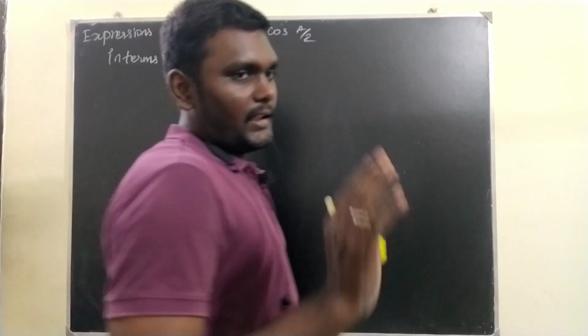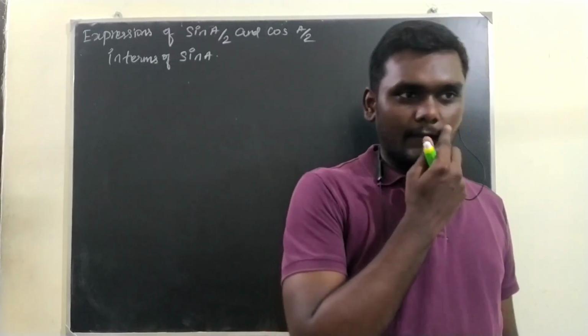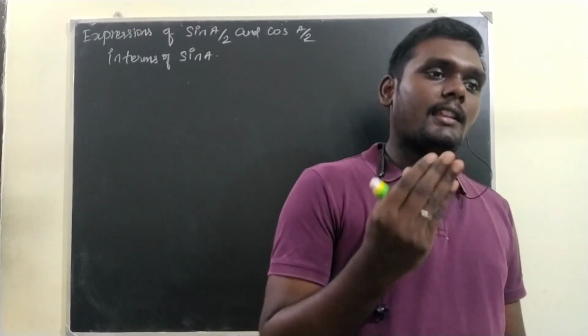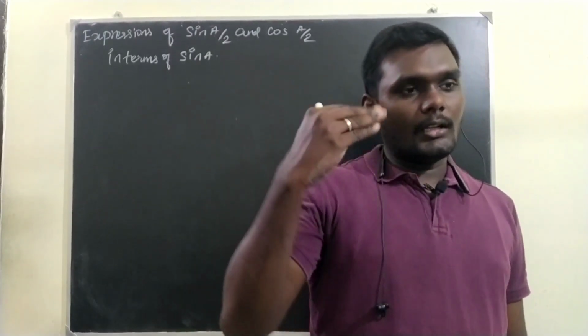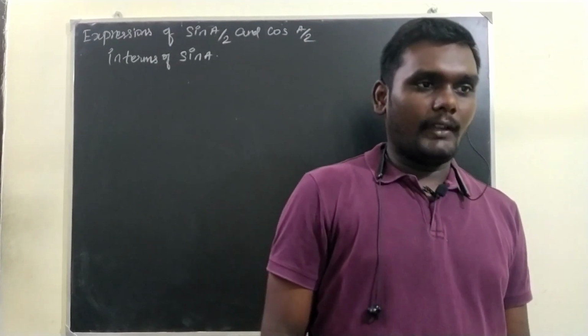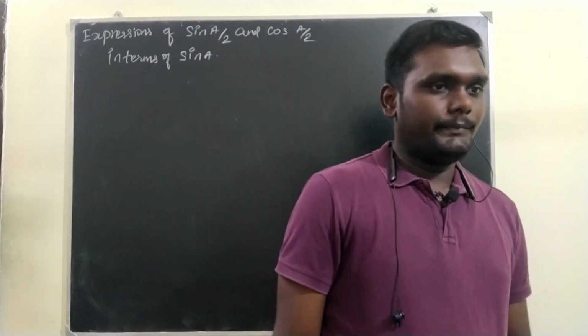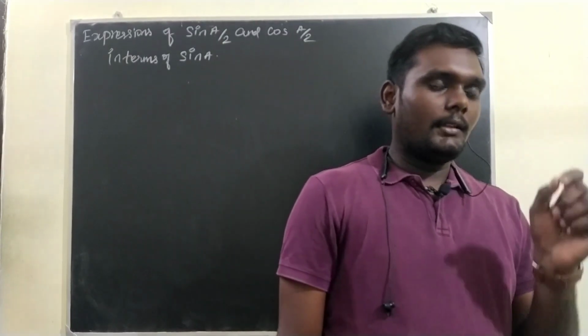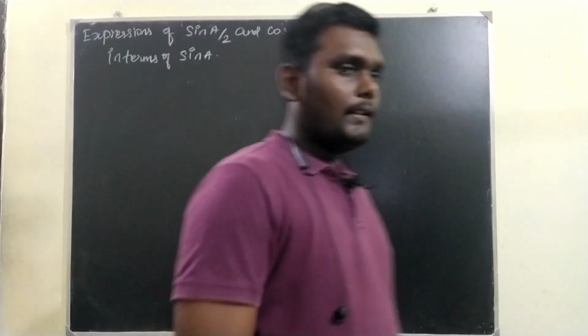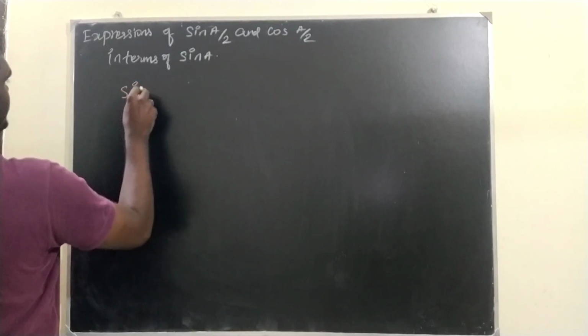The expressions of sin A by 2 and cos A by 2 in terms of sin A. Using this, we will be finding sin 9 degrees, or whatever angle whose double we know earlier. Half of the angle we can find, like submultiple angles, remember, A by 2, A by 3 and all. Now, first let us take this sin A by 2 plus cos A by 2.